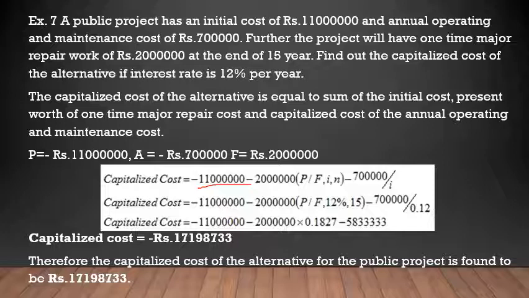From this 1 crore 71 lakh 98,733, I use 1 crore 10,000 for the initial cost, 20 lakh for the major overhaul at the end of year 15, and the remainder for the annual maintenance cost or the operating cost.